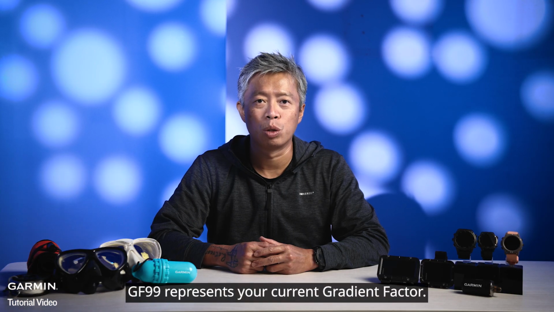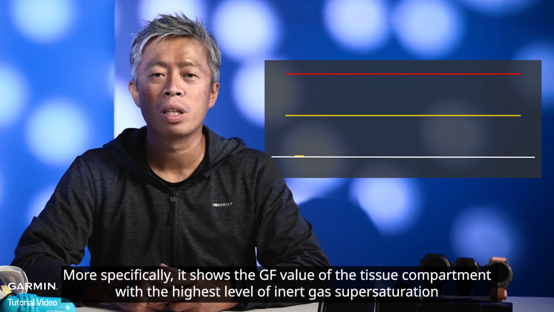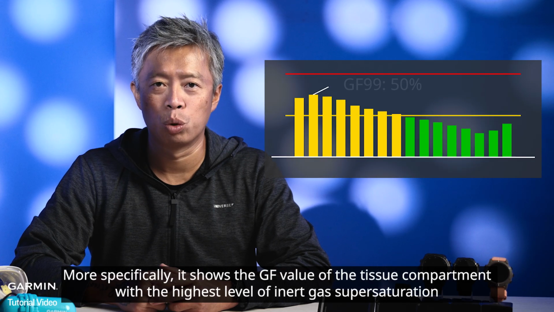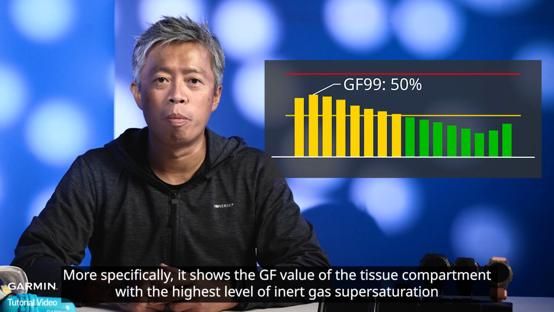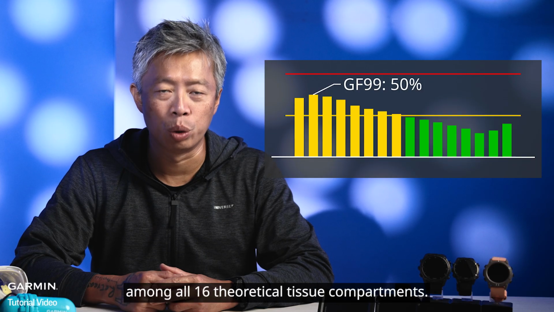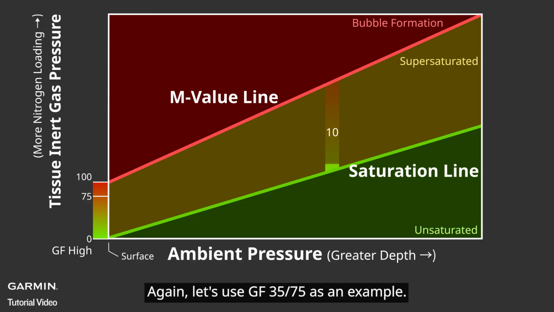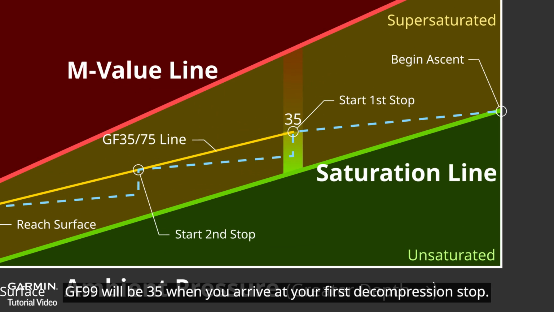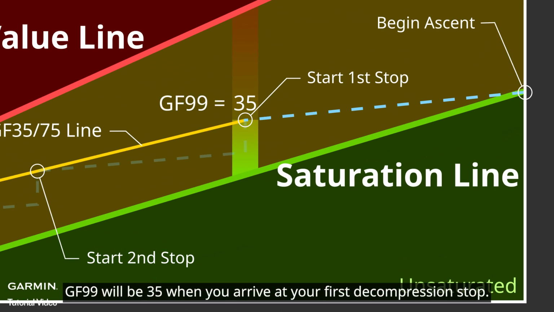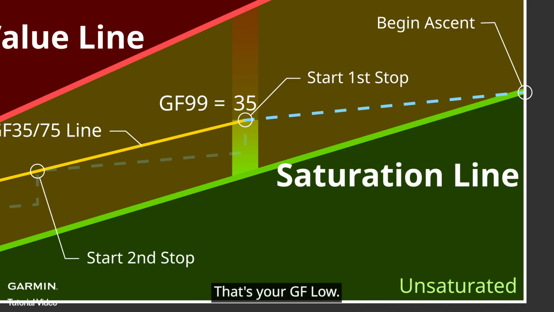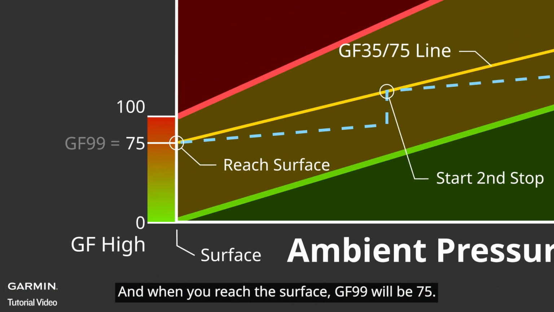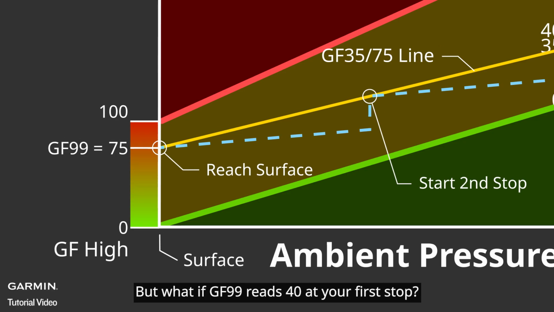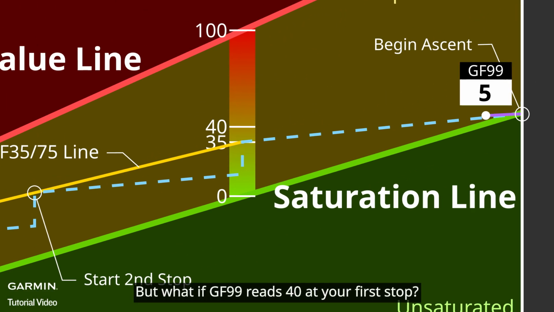GF99 represents your current gradient factor. More specifically, it shows the GF value of the tissue compartment with the highest level of inert gas supersaturation among all 16 theoretical tissue compartments. Again, let's use GF3575 as an example. If you follow the dive computer's decompression schedule perfectly, GF99 will be 35 when you arrive at your first decompression stop. That's your GF low. And when you reach the surface, GF99 will be 75. That's your GF high.